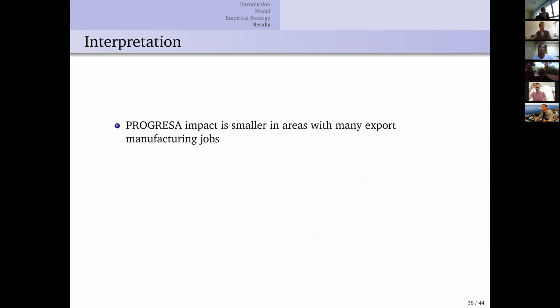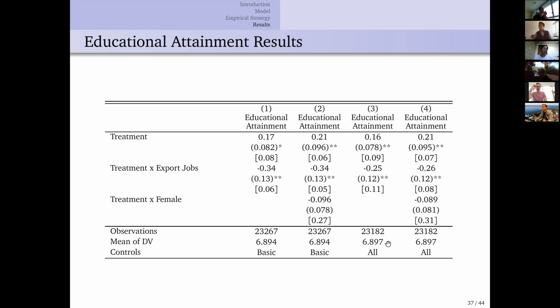Just real quick to clarify, it is jobs divided by the working age population, right? Yes, but it's standardized. Yeah, correct.